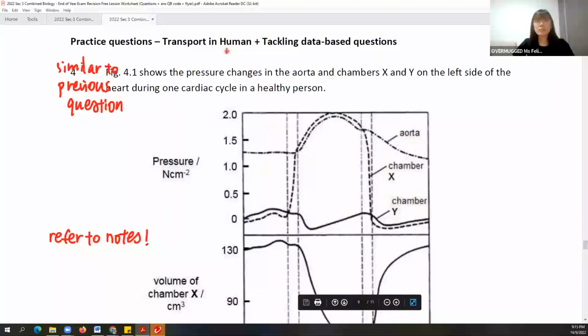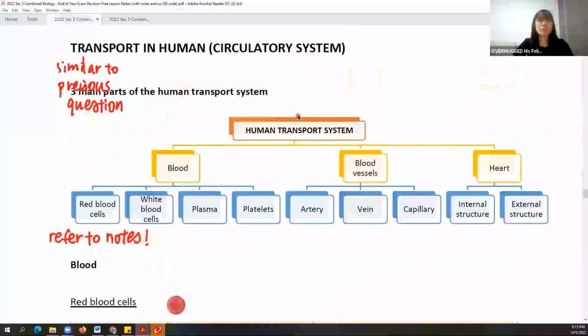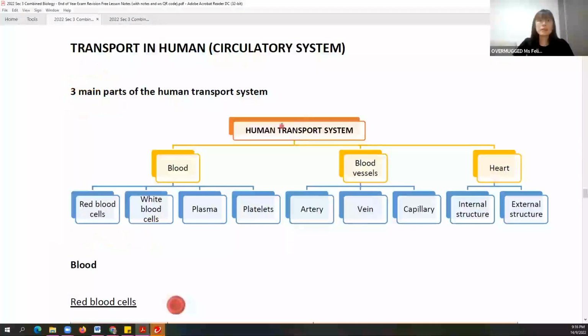Okay, so now let's move to the notes on transport in humans so that we can then answer the questions here. So go back to the other copy, the notes. Over here. For transport in humans, it's mainly made up of 3 sections: the blood, the blood vessels, and the heart. For the blood and blood vessels, I am not intending to go through because they are just facts.